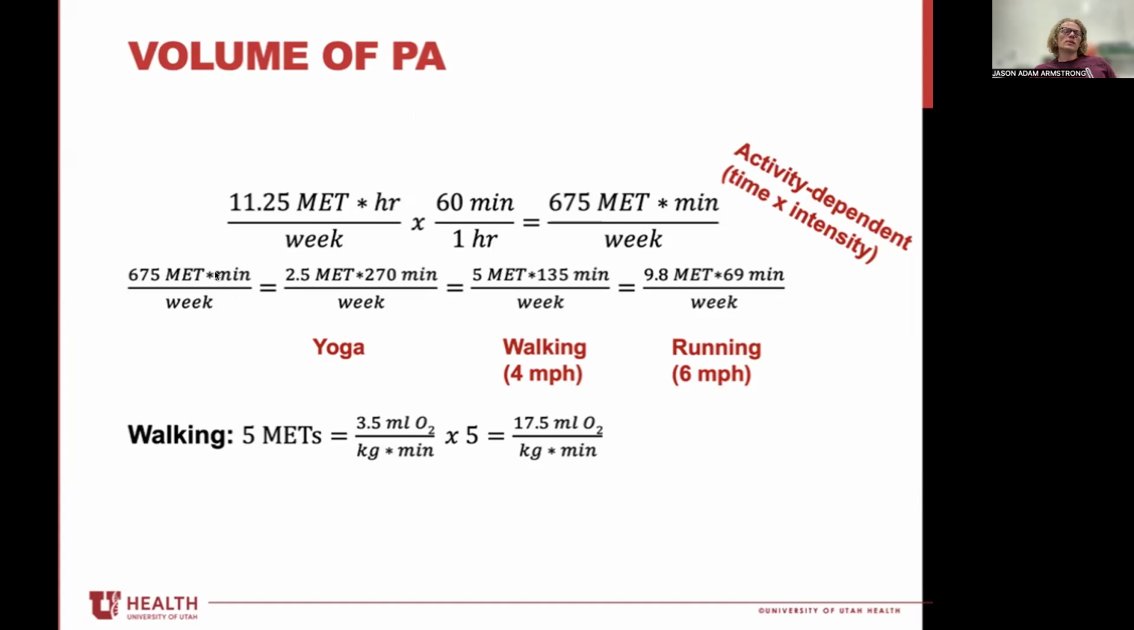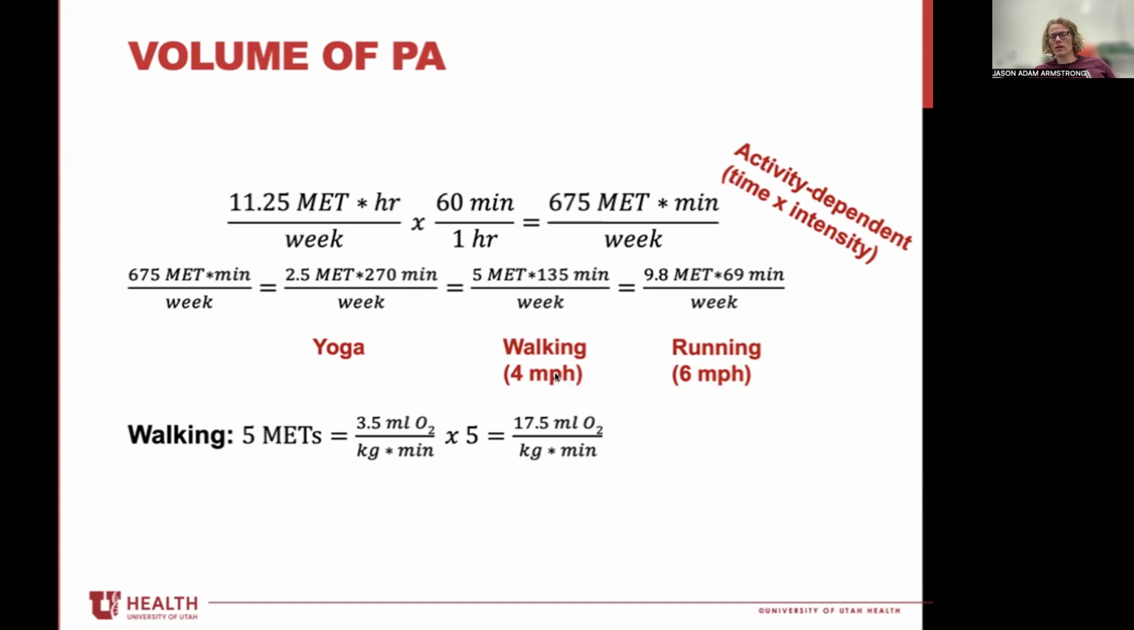Okay. If I break that down, yoga, if I look at Mets, is a 2.5 Met activity. Okay, so it's relatively low. It's more than resting. Resting would be a 1 Met activity. Yoga's well above resting, but still fairly light intensity. Generally speaking, I would say light intensity is anything below about 3 Mets. Okay, so we're at light intensity here. In order to hit 675 MET minutes per week, I would need to engage in 270 minutes of yoga.